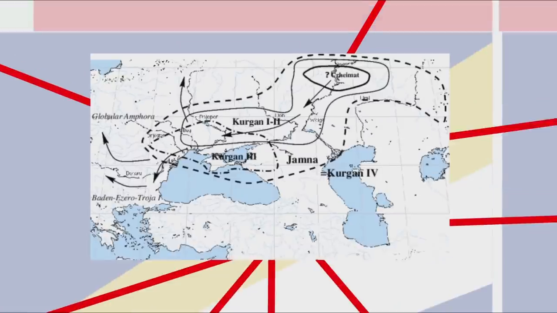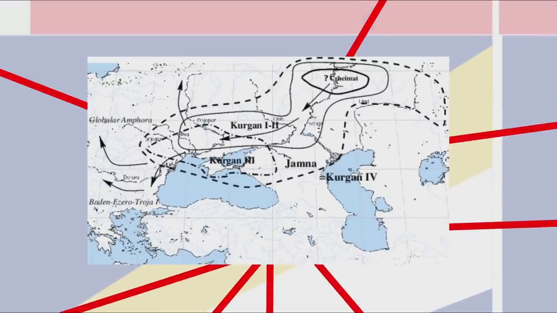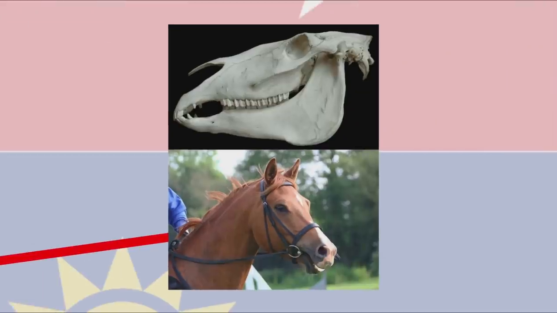This is what's called the Kurgan hypothesis, that the original speakers of Proto-Indo-European were nomadic pastoralists located in the steppe region north of the Black Sea, where they domesticated the horse. Microabrasions on horse teeth from clamping down on a bit form this really early evidence of horse riding in the region.